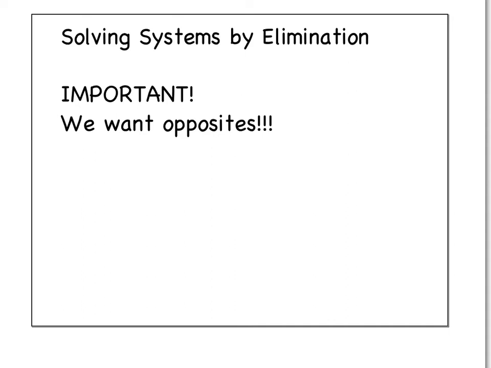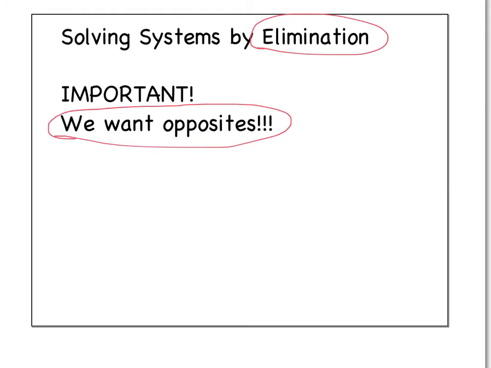Today we're going to be solving systems in a new way by a process called elimination. And what this means is we are going to eliminate one of the variables, either the x's or the y's, by following this important step. We want to create opposites.